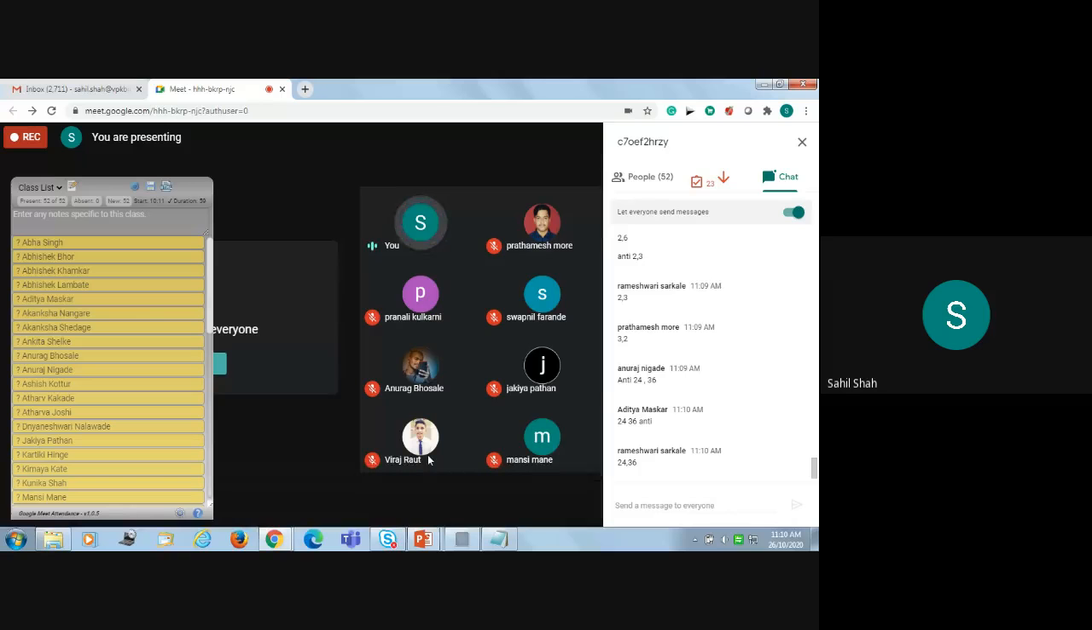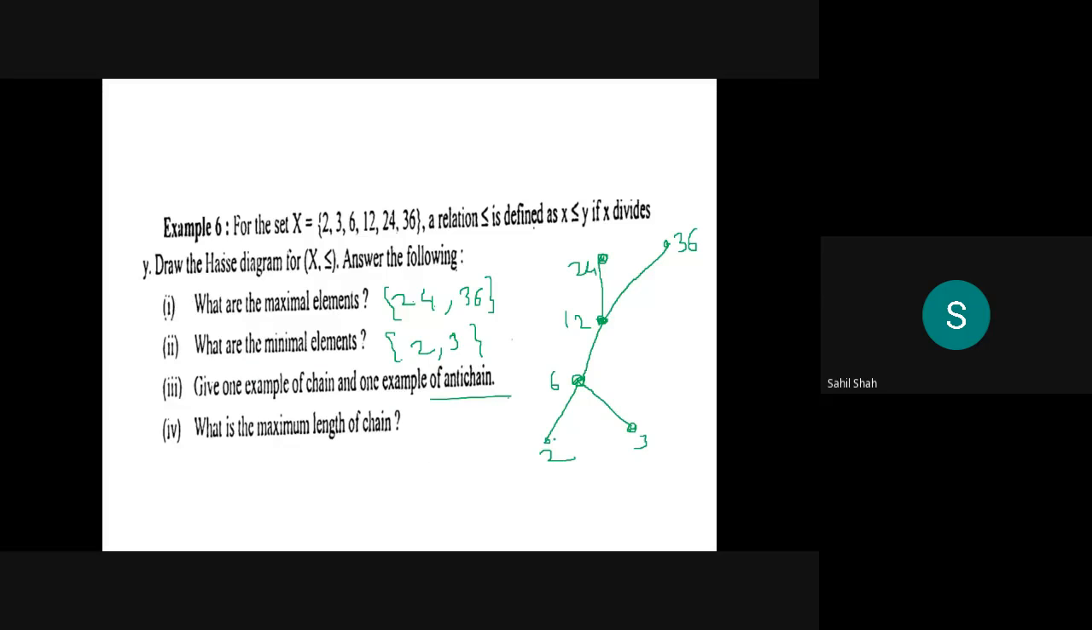What is asked further? What is the maximum length of chain? Maximum length, you need to count the number of edges present in between source to the final destination. So I could say 2 to 6, 6 to 12, 12 to 24. 1, 2, 3. 3 is the maximum length. 3 is the maximum length of any chain in this hash diagram.